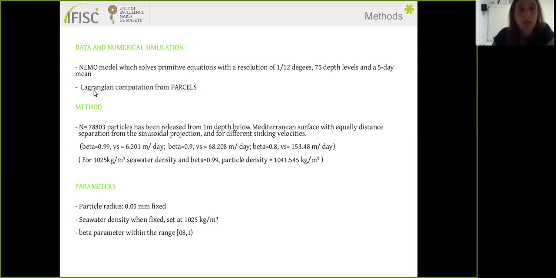And I have used the Lagrangian computation from Parcels, which is a set of Python code that was developed by the group from the University of Utrecht. So I learned how to compute the trajectories from this computational tool, and then I released a number of particles from 1 meter depth, with a fixed sinking velocity for each particle in all the trajectories. So I fix all the particles at 1 meter depth, equally distanced, and they start to sink.